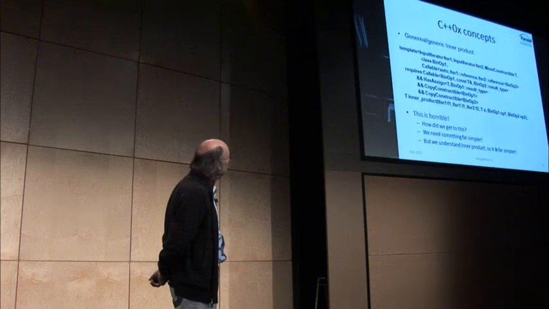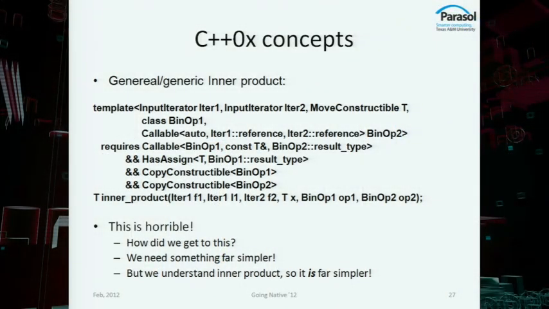That's not right. Whatever concepts are, we shouldn't have to say this. Has a sign? Is has a sign a concept? Not in my definition. Callable doesn't quite have any semantics. Copy constructible I can understand, but the specification of inner product is significantly larger than the implementation of inner product. There's something somewhat wrong here. And we need something simpler.